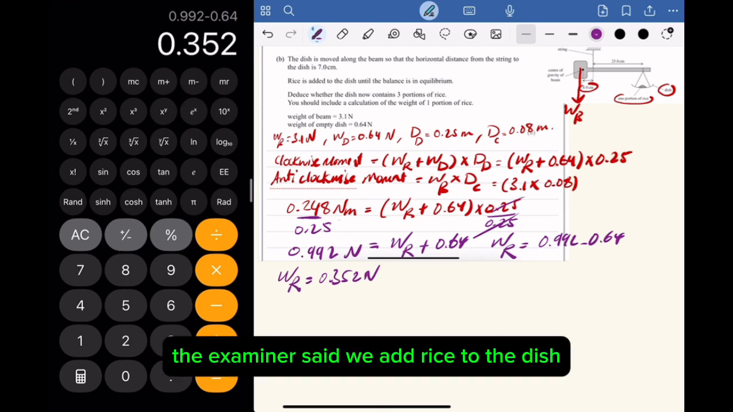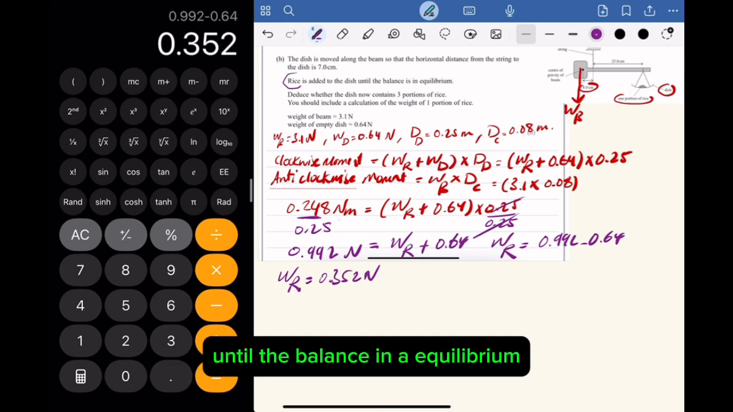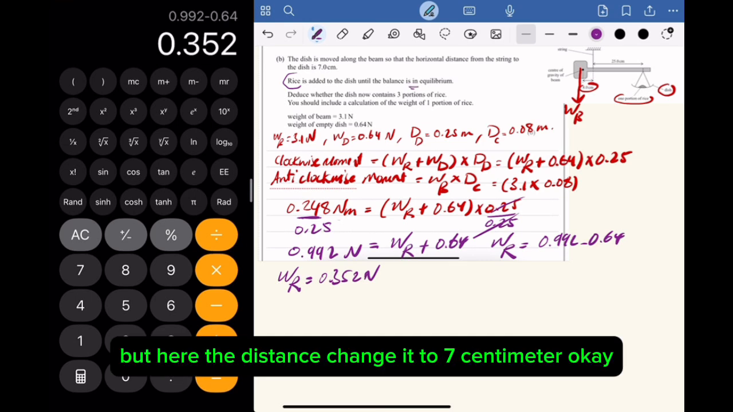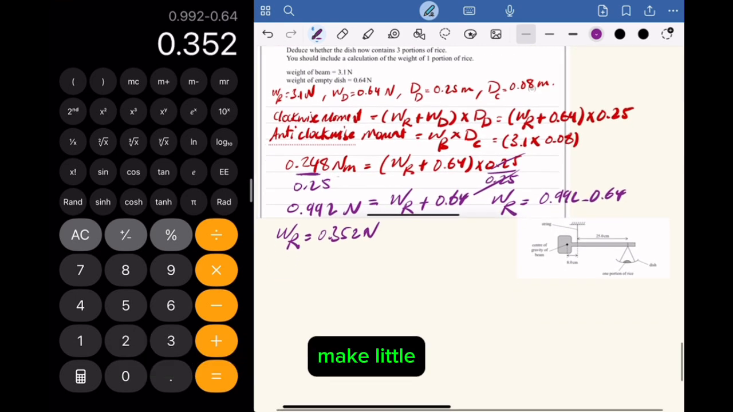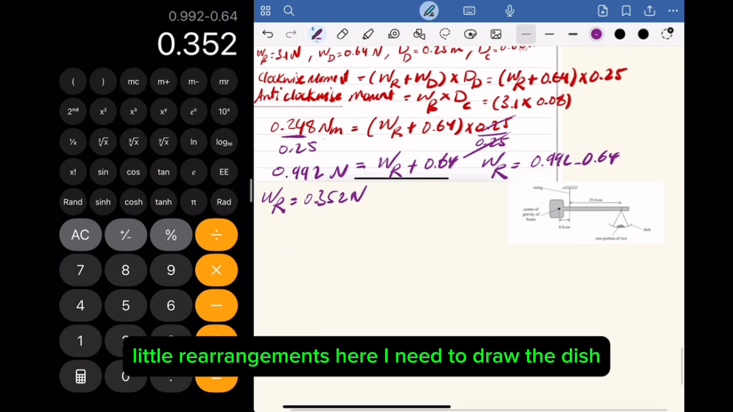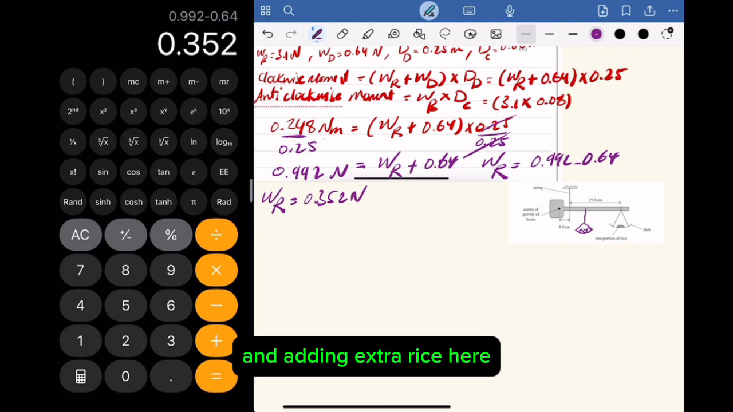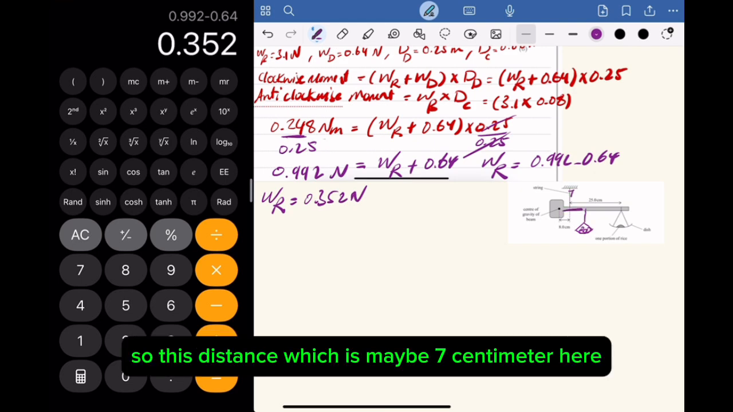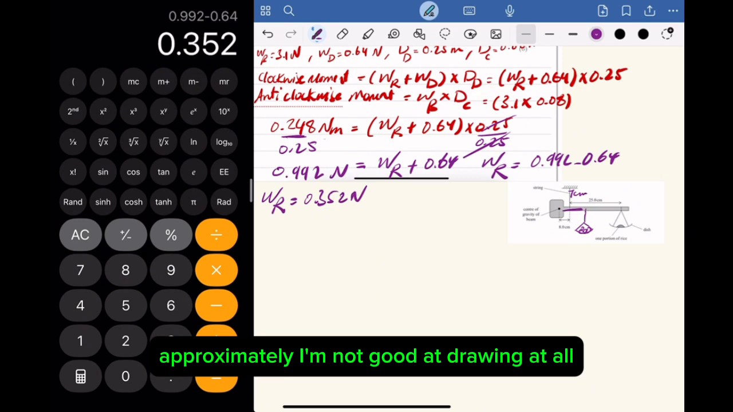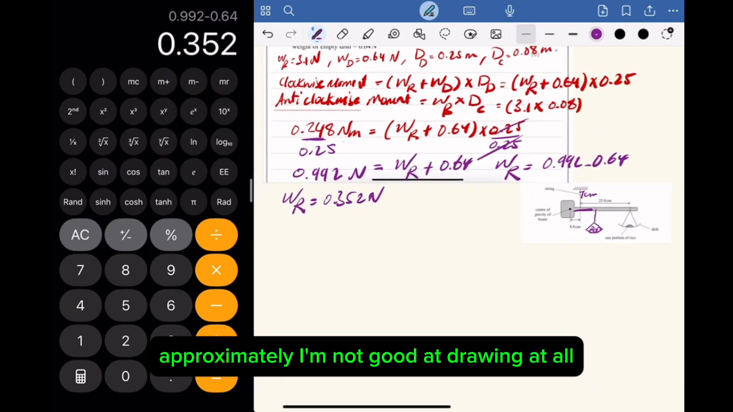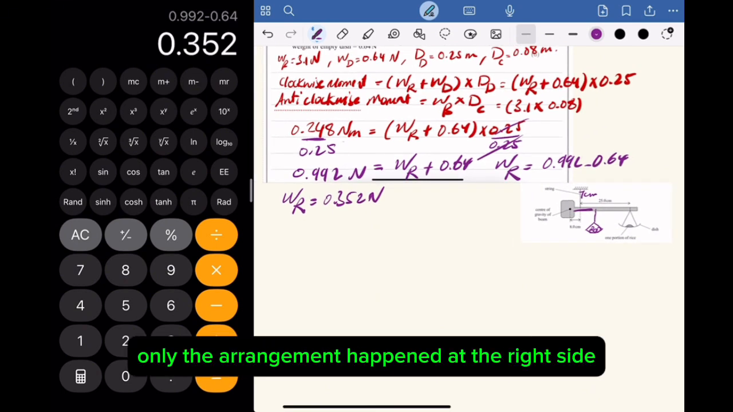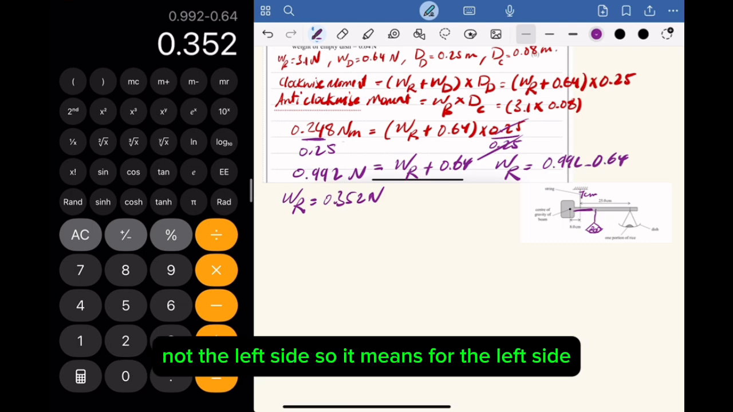Now, this is the weight of one portion of rice. The examiner said we add rice to the dish until the balance is in equilibrium, but here the distance changed to 7 centimeters. Okay, make a little rearrangement here. I need to draw the dish at a distance which is closer to the string, adding extra rice here. So this distance is maybe 7 centimeter approximately. I'm not good at drawing at all. So what happened? Only the arrangement changed at the right side, not the left side.